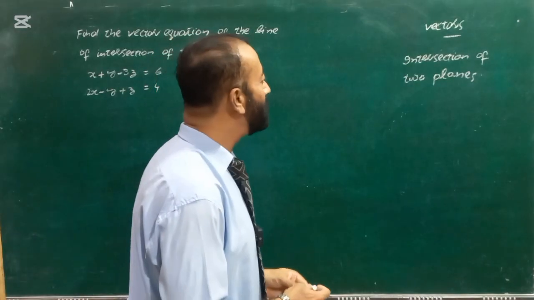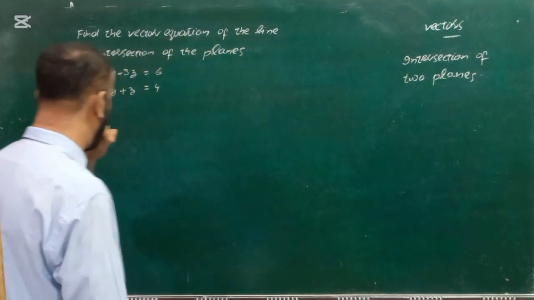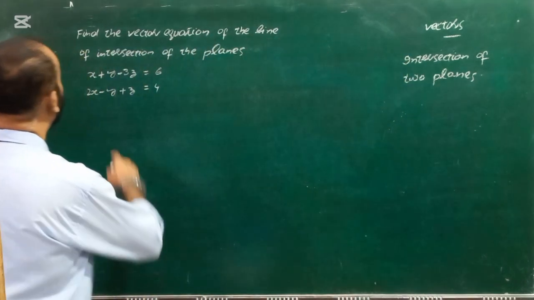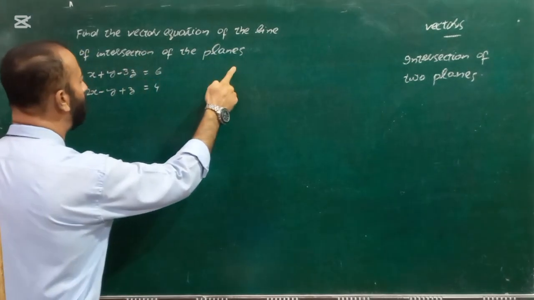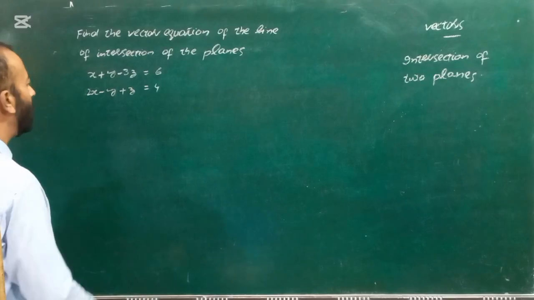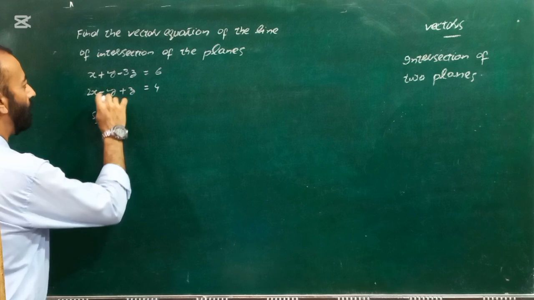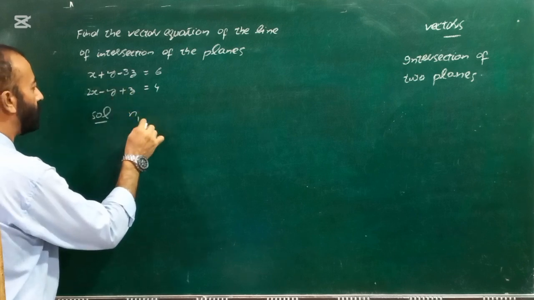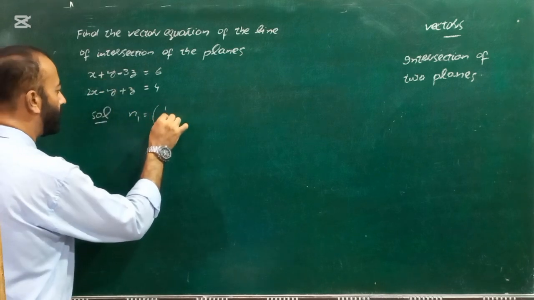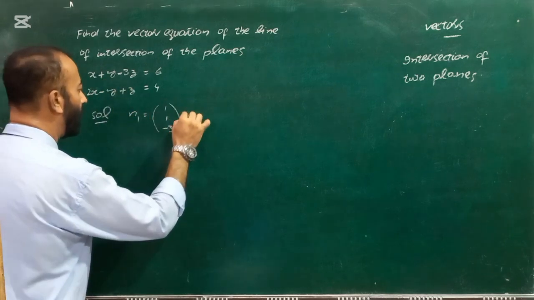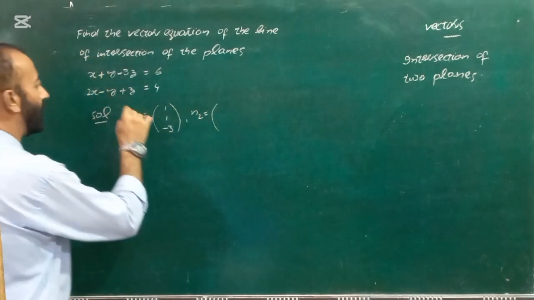The next thing that we are going to read is the intersection of two planes. So look now, this question will make your concepts more clear. Find the vector equation of the line of the intersection of the planes, and here are two planes. So the method to solve this kind of question is, first we will find the normal vectors of the two planes. So n1 is 1, 1, minus 3 and n2 is 2, minus 1, 1.